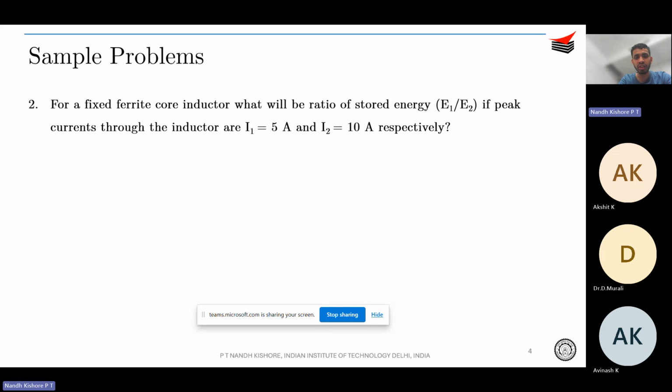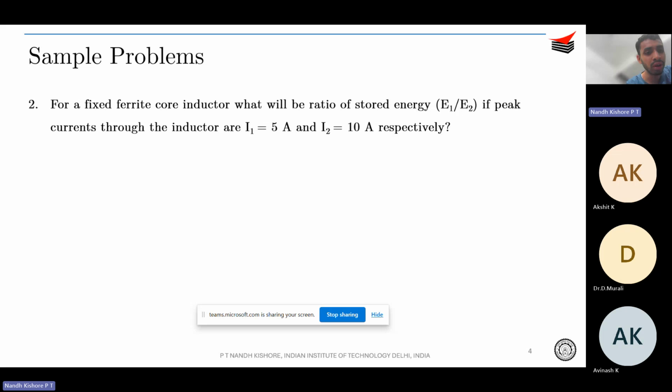What will be the ratio of stored energy in both cases? So I1 is 5 and I2 is 10. And let's assume obviously that the inductor is in its linear region of operation of the BH curve and the inductor is not saturated. So what will be the ratio of energy storage in both cases?